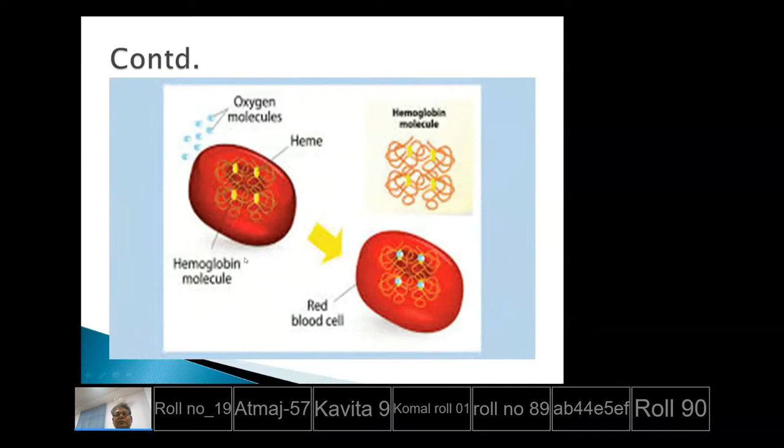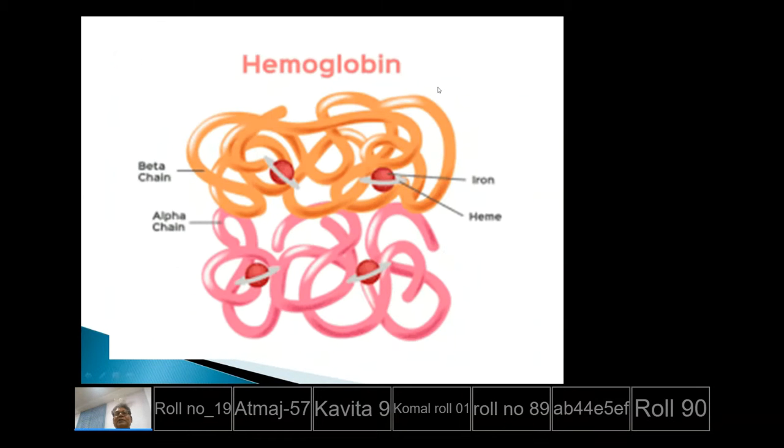This is the hemoglobin molecule. This is the red blood cell, and this is the oxygen molecule, and this is the hemoglobin molecule. This hemoglobin molecule contains 2 beta chains, one is this and one is this, and 2 alpha chains, this is one, this is the other. And in this, there are 4 iron molecules, and this is the heme molecule.